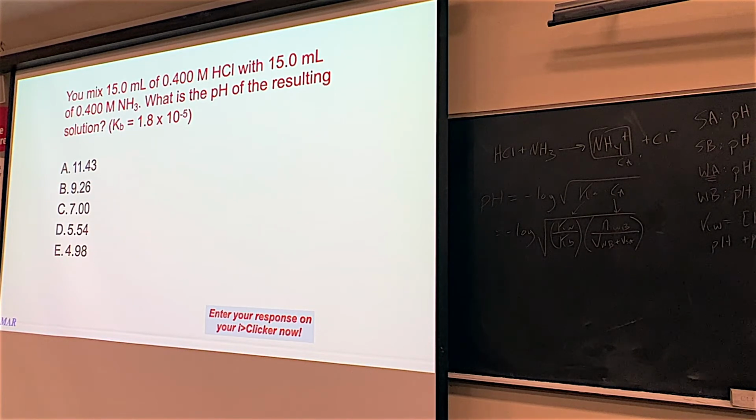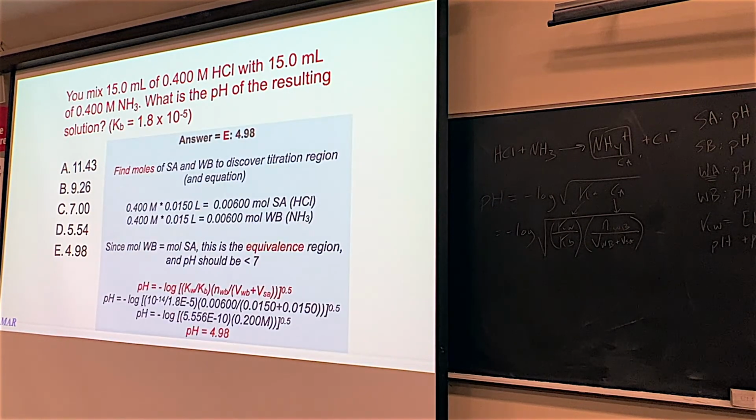The concentration of the acid, I would take the moles of weak base. You could take moles of strong acid here, same thing. And you want to divide them by the total volume in liters. So 15 plus 15 is 30. That would be 0.030 liters. If you plug all of that in, and this is the math part, blah, blah, blah, pH 4.98.